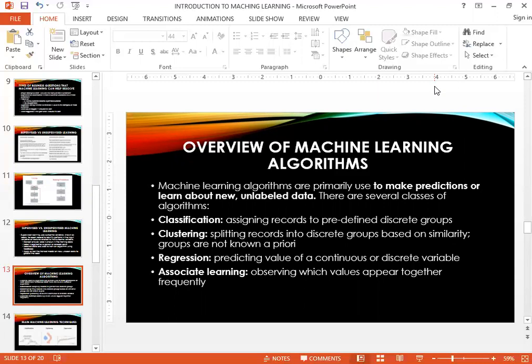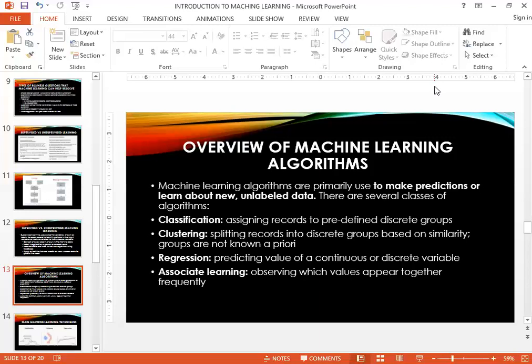Associate learning is where computers are able to identify which values appear together frequently. For example, let's say you've been researching buying a motorbike for yourself. You've been going on Google and typing in motorbikes, and all of a sudden one day you're sitting on your Instagram and other social media platforms, and ads for motorbikes start coming up on your news feed. This is an example of associate learning, where some sort of analysis was made that you are interested in buying these motorbikes, and so these values started appearing together, and that's why these ads started coming up on your news feed. So that's just an example of associate learning.